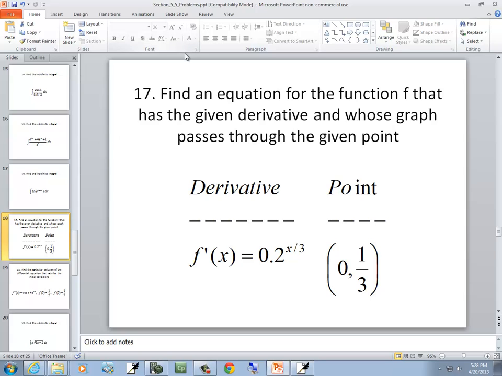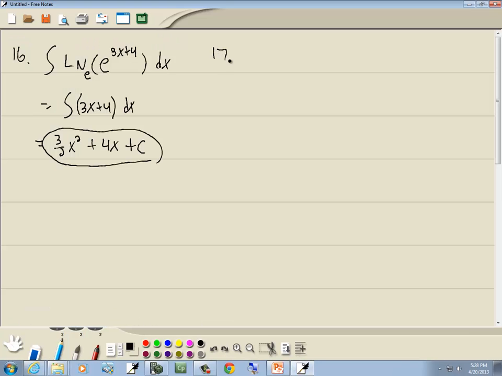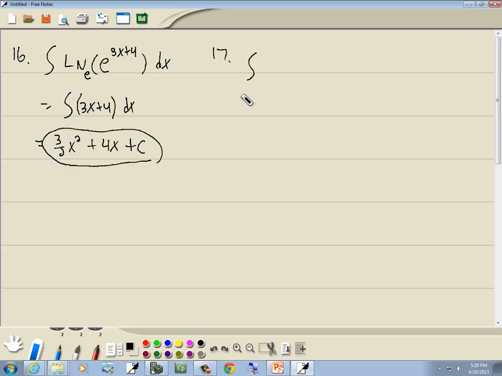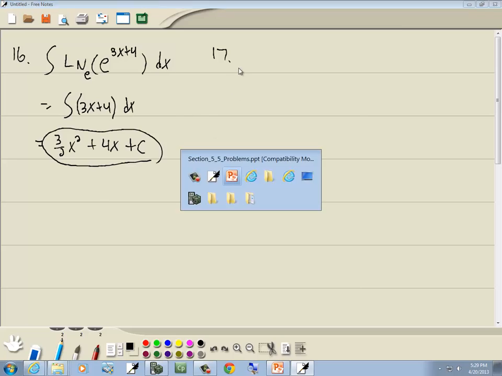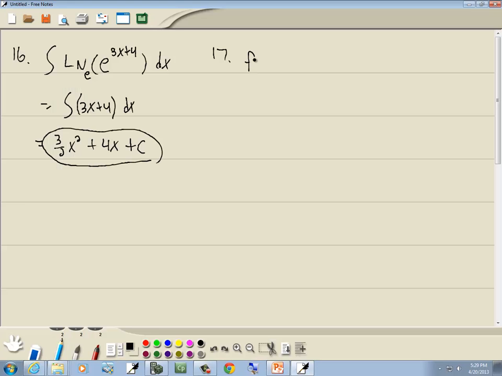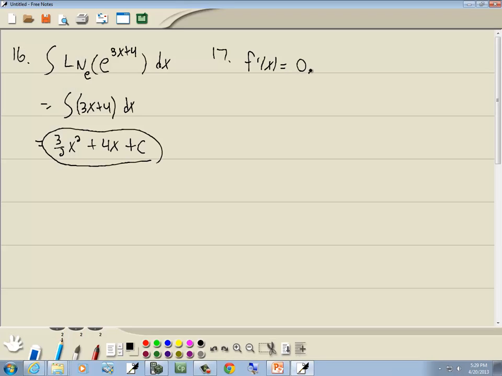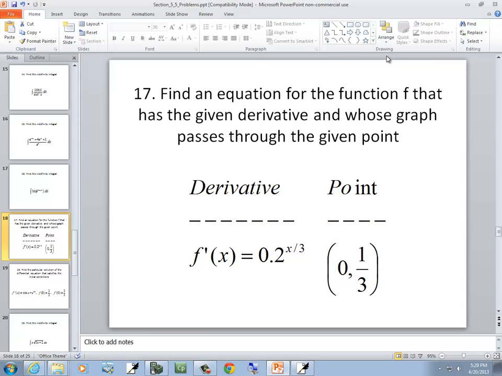Let's take a look at this one. Got the integral. Oh, wait a minute, we don't have an integral. Never mind. We've got f prime of x is equal to 0.2 to the x over 3, and the point is 0, 1/3.